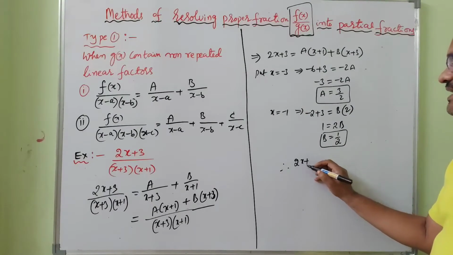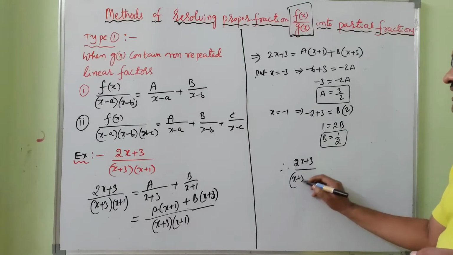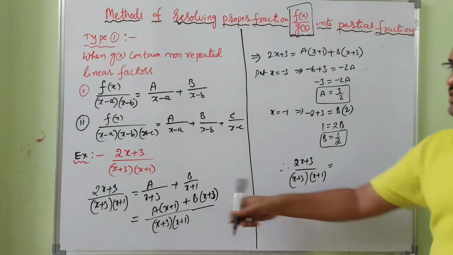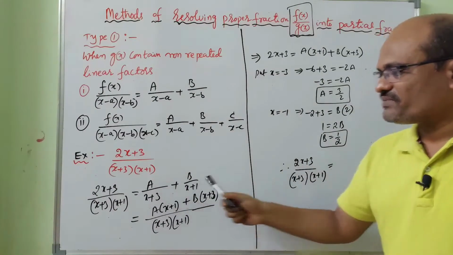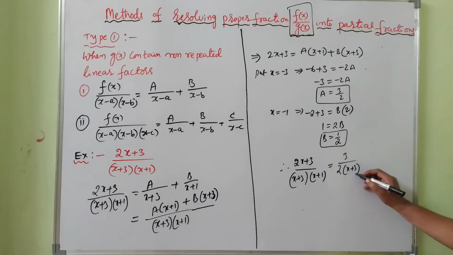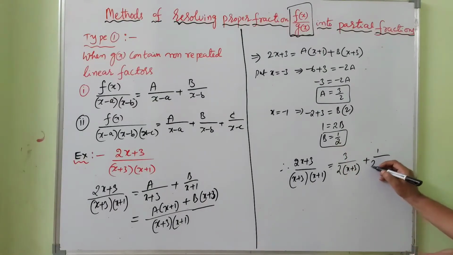The result I will write as 2x plus 3 by x plus 3 into x plus 1 is equal to, substitute a and b in the partial fractions. A is 3 by 2. If you put 3 by 2, you will get 3 by 2 into x plus 3 plus, put b value there, 1 by 2 into x plus 1. These are the partial fractions.